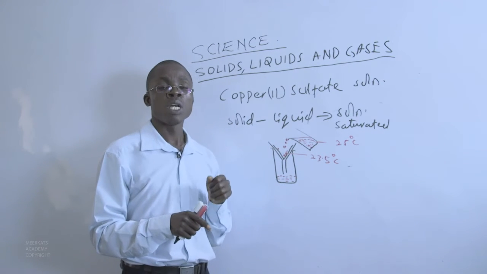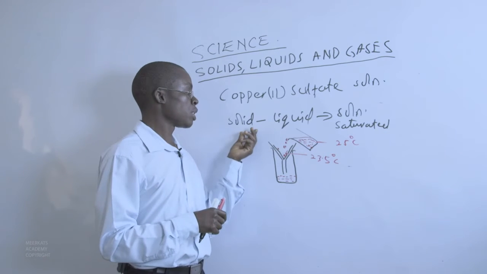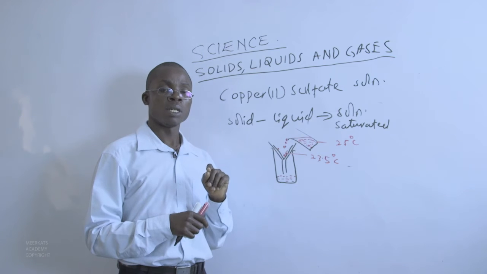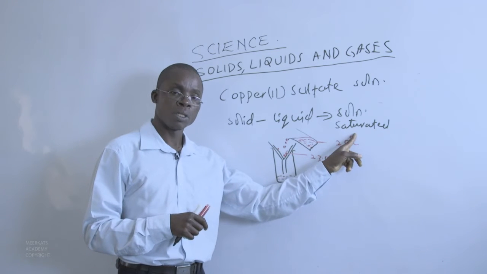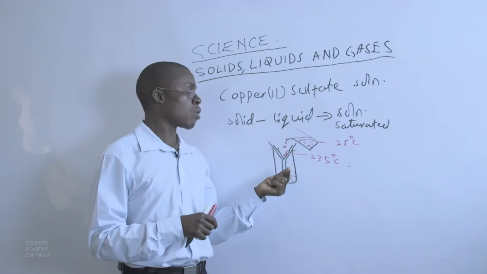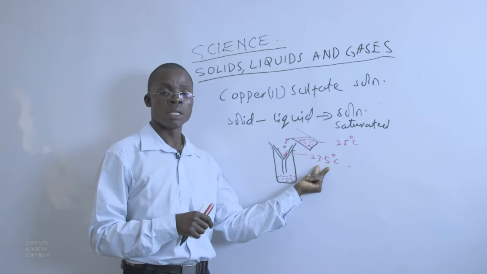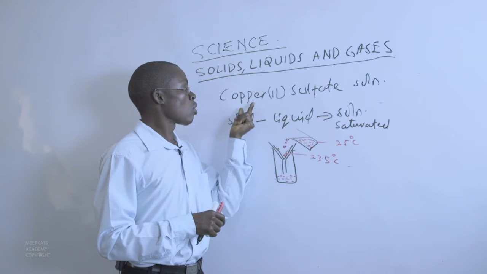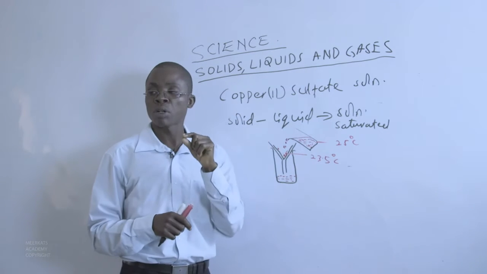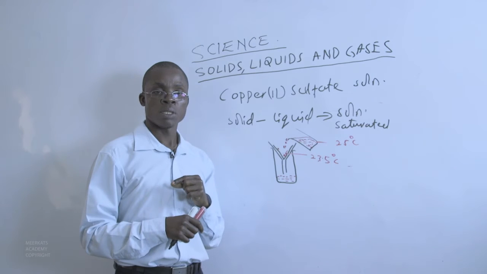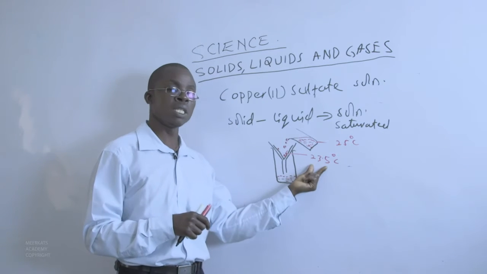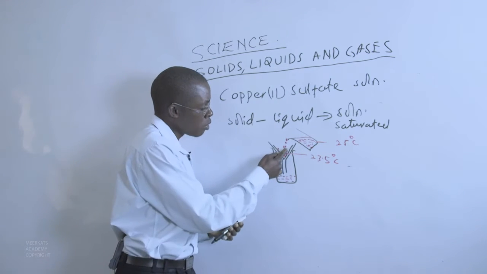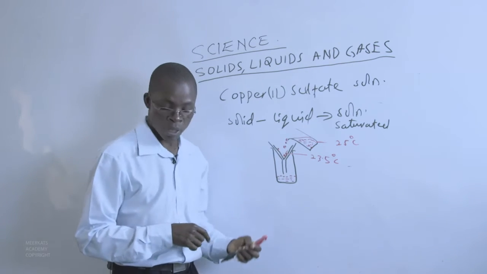This is what we call crystallization. The process of a solid that was once in a saturated solution being pushed out because of reduction in temperature is what we call crystallization. So the copper 2 sulphate crystals were crystallized out because of reduction in temperature. And being blue in color, that's why whatever remained on top was blue in color.